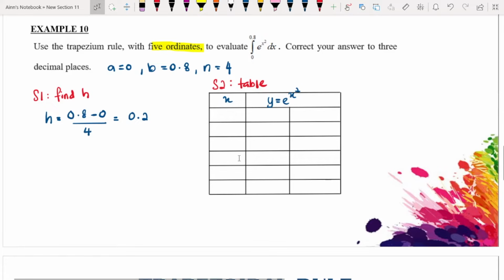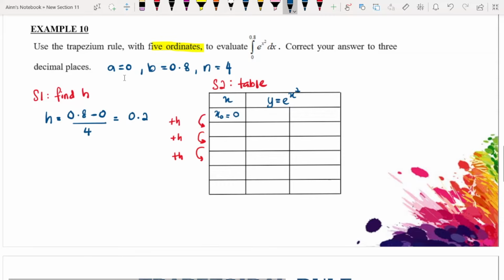So in this part of the table, we have x0. So x0 equals a. The first value, your a, is equal to 0. So we will have x0 equals 0. For the next value, you have to add h. For every row you have to add h.